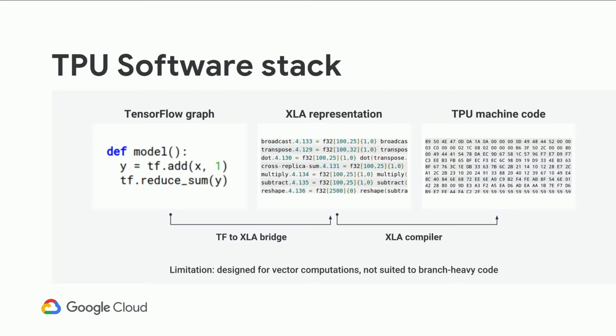You write your model in TensorFlow, and as you know, TensorFlow produces a graph of operations representing your model. This graph is converted to XLA internal representation, and then the XLA compiler compiles that representation to TPU machine code. But that happens automatically. You just submit your TensorFlow model.